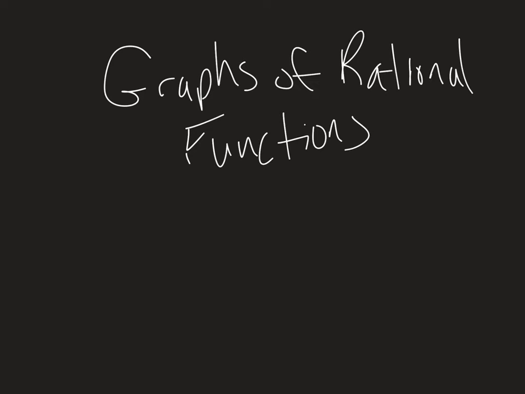In this video, we'll talk about how to graph rational functions and also how to find asymptotes for them. So let's talk first about how to find asymptotes for rational functions. Now, an asymptote is a line that a function approaches but never crosses.